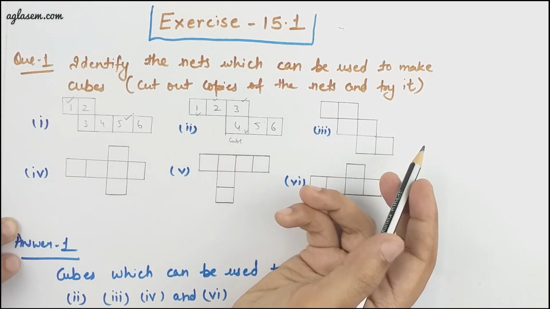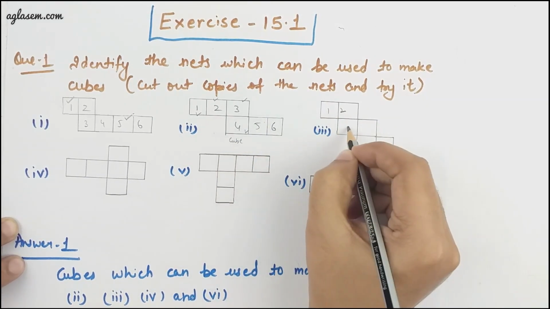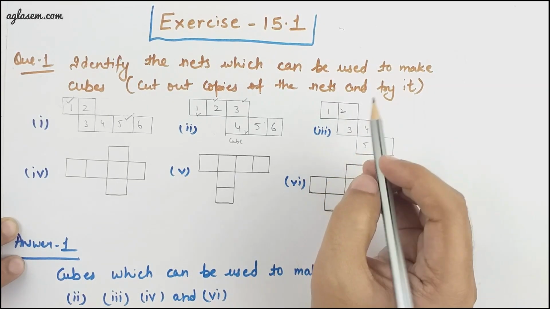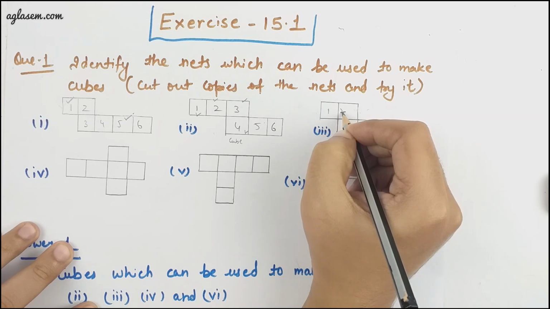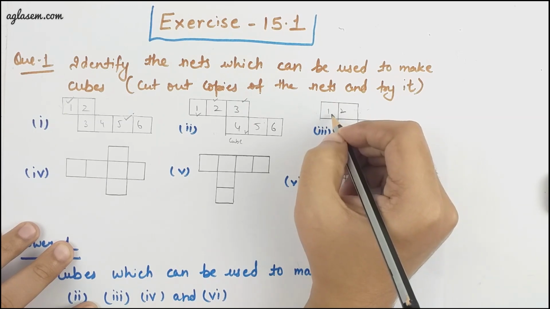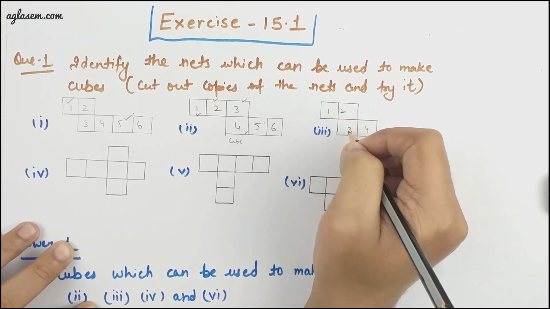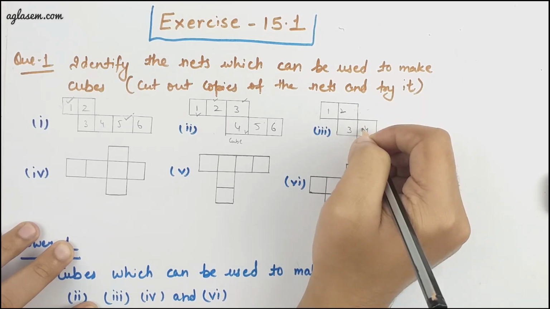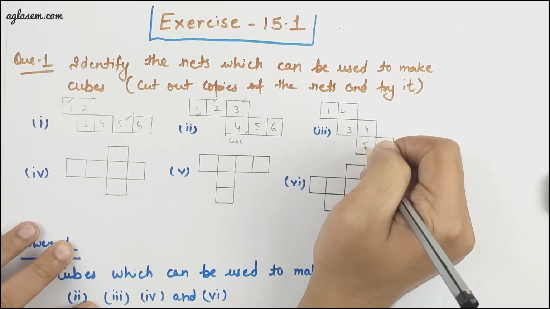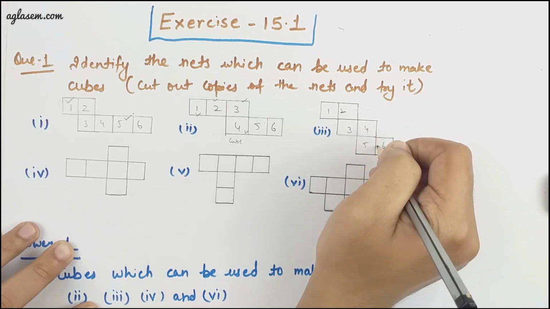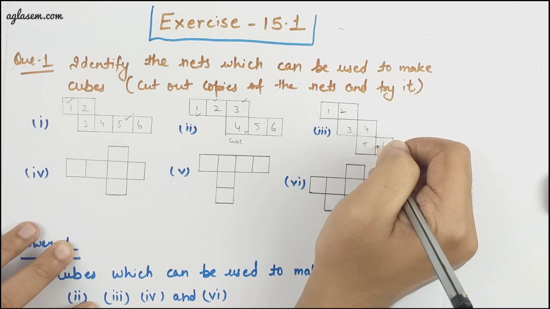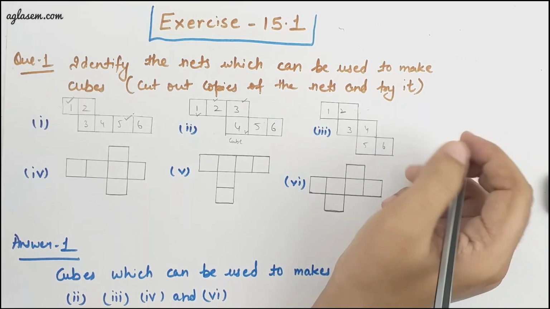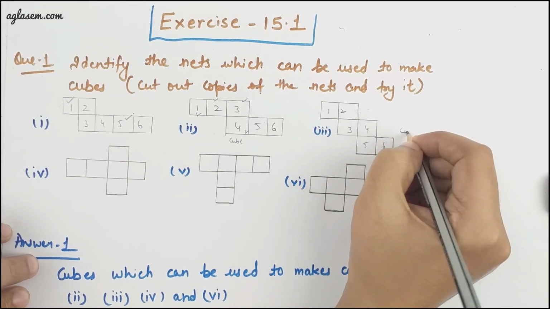In part 3, 1, 2, 3, 4, 5, 6. So you may say 2 will be the top, 1 will go onto one side, 3 will be the other side when folded, 4th will be one of the faces, 5th another face and 6th will be the bottom. And we all know when we rotate it, the cube will be always the same. So with this you can make a cube.